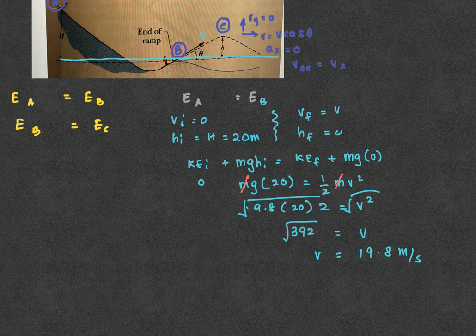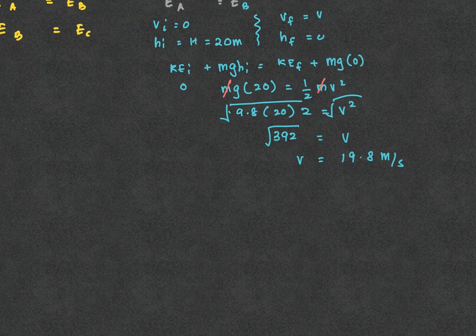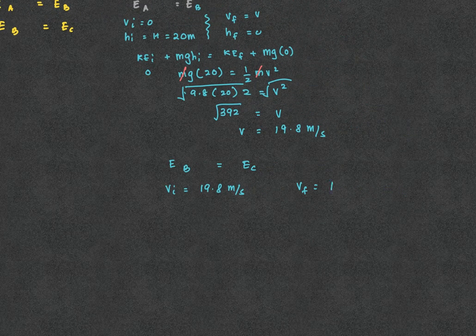Now when you look at point B and C, and when you write the energy conservation again, now we are looking at point B and point C. Here you got to be very careful, guys. Here you have the initial velocity, that's what we found, 19.8 meters per second, and final velocity, we know final velocity equals 19.8 cosine of 28.